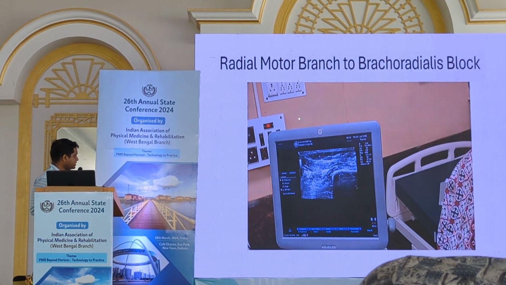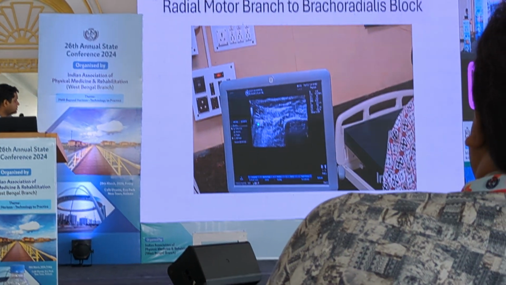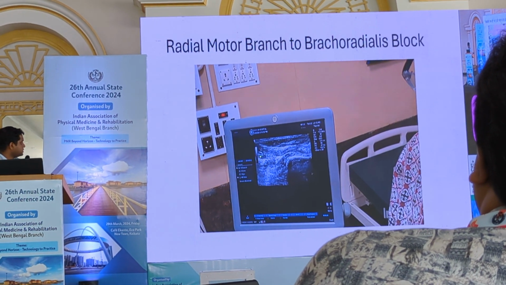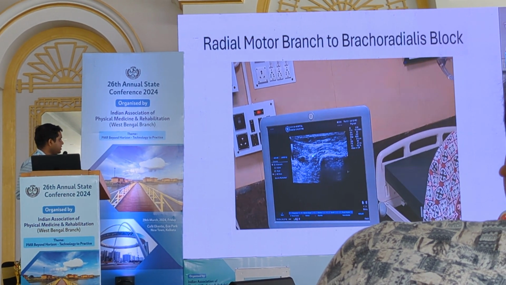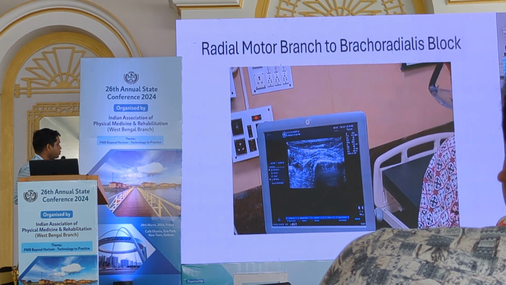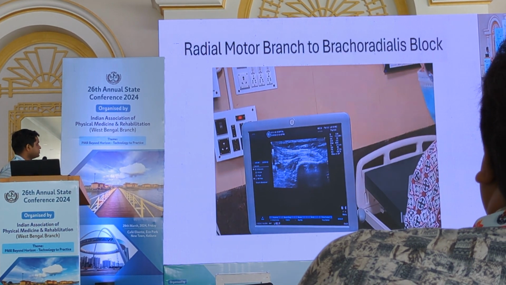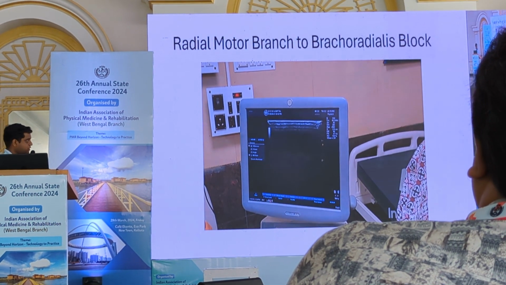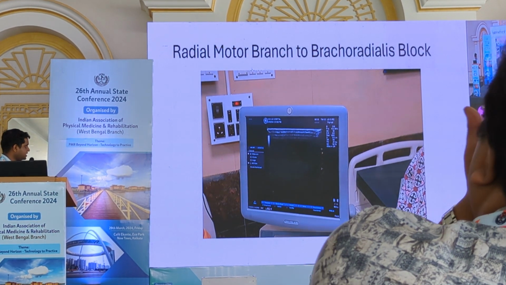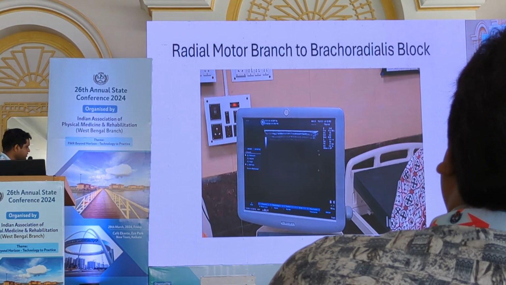Then we inject the local anesthetic. This is the local anesthetic we injected to the motor branch. The radial nerve remains intact. Here is the radial nerve, we don't go near that. So this branch has also been effectively neurolyzed. As we see, there is absence of movement. See, the movement has stopped.